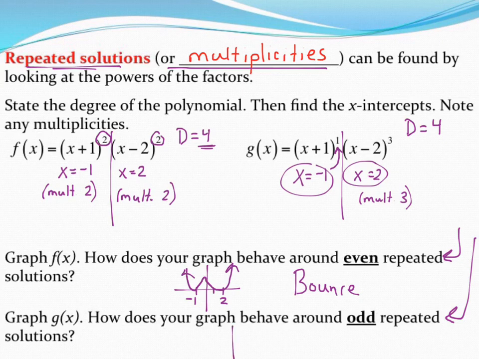Versus an odd power, which once again, you'd have to graph this for yourself if you want to double check me on it. Odd powers will always just pass right on through. They won't do anything special. I'm not saying those are the actual graphs of this polynomial. I'm just saying odd powers will pass right through the x-axis. They'll just cross right over. But even powers will always bounce on the x-axis.